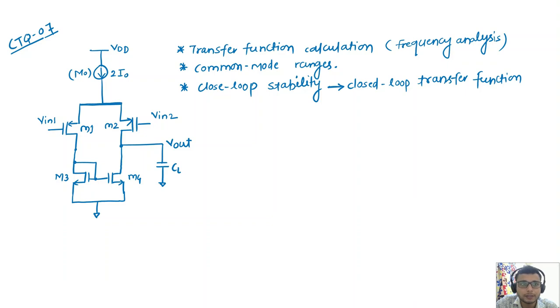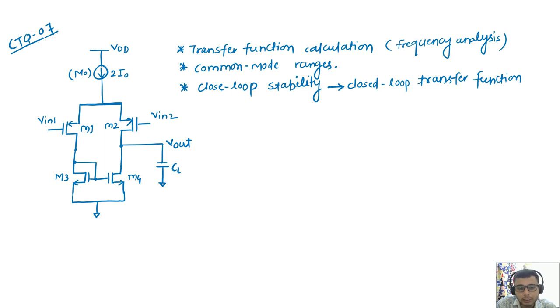Hello everyone. In this problem, we will discuss the five transistor OTA structure. That is a part of CTQ. There is a different series for the five transistor OTA also. But in this particular question, the input pair is PMOS and the current mirror is NMOS. So I especially designed this question for the frequency analysis of the five transistor OTA.